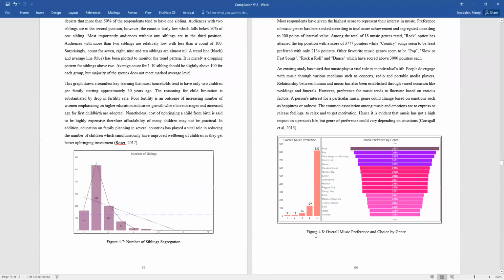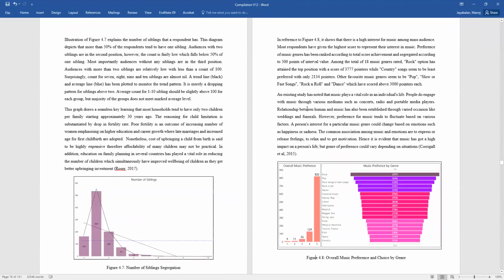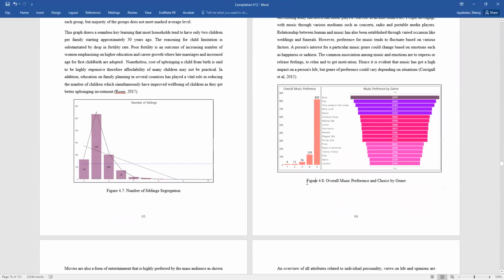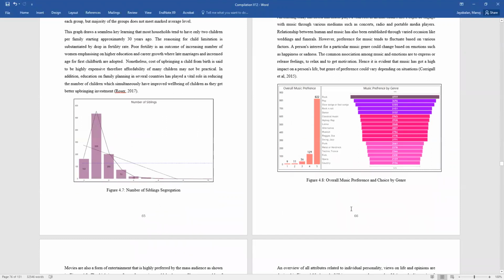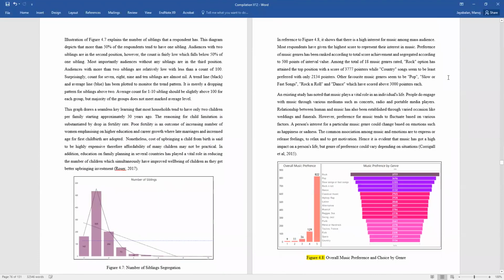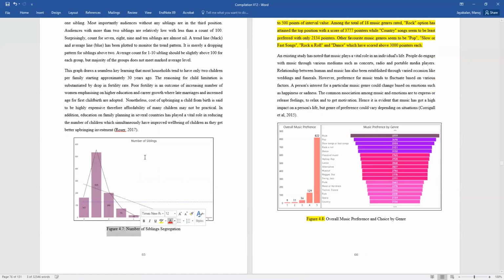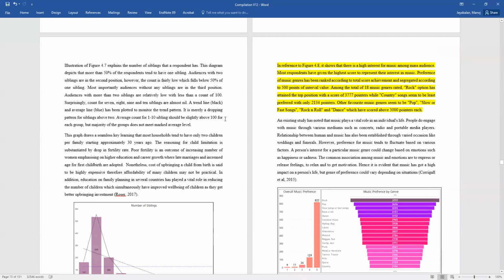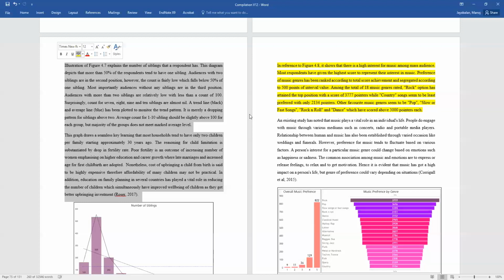So every figure should be supported by interpretation. Okay, so if you see figure 4.8, which she has generated based on her analysis, then she has explained this is the interpretation. So the interpretations are something important. Same thing goes for figure 4.7. So she has an interpretation. All this is supporting the 4.7 figure.